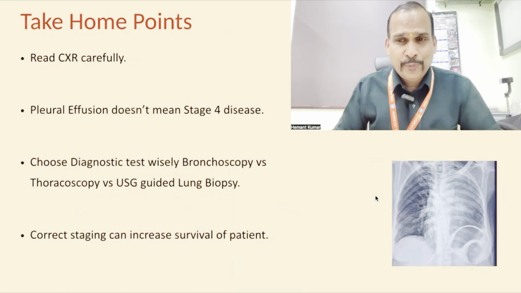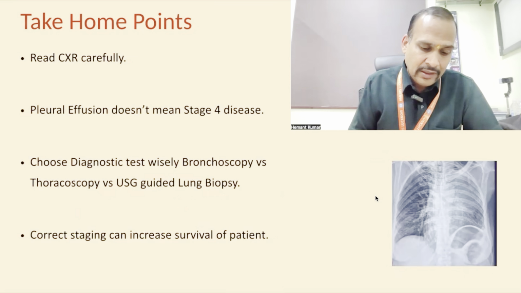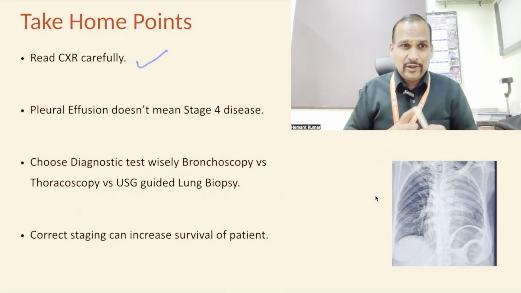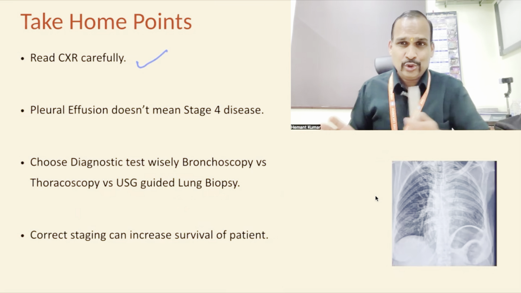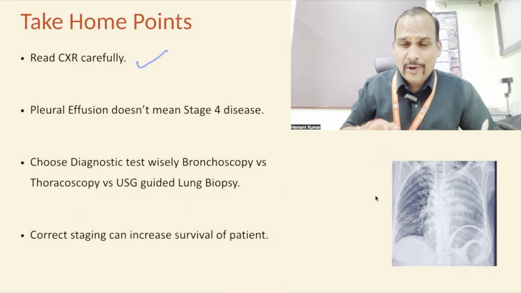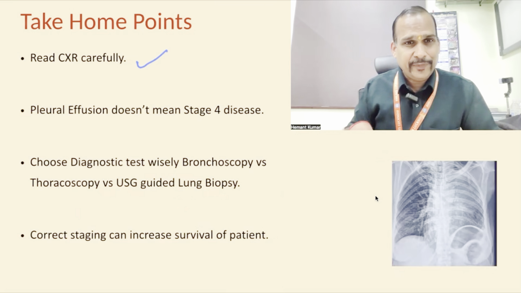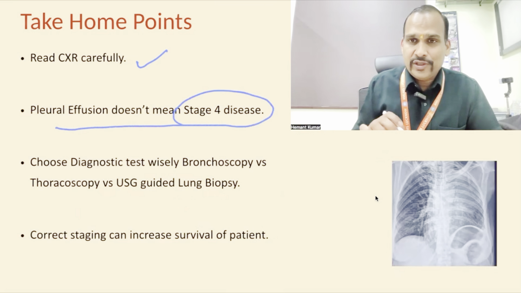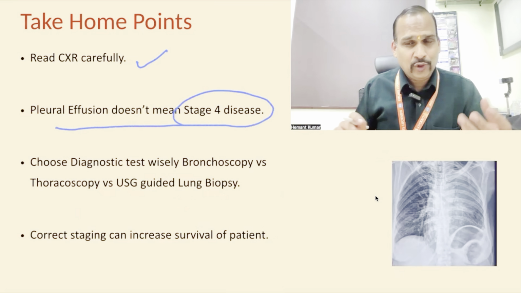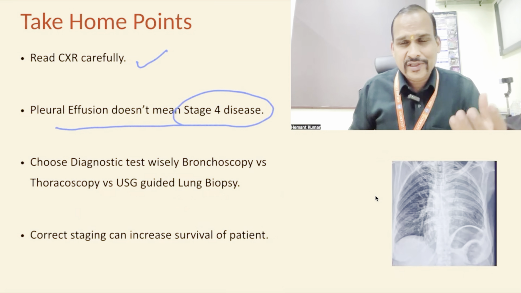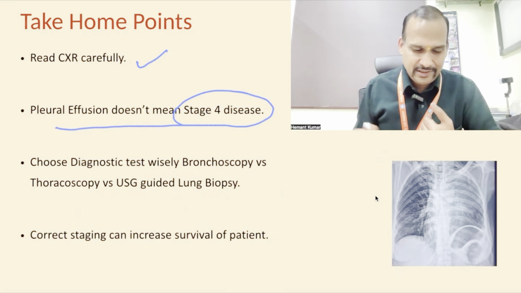Okay, so take home points. Read chest X-ray carefully. Before going to a complex case, you should know how to read a chest X-ray. Okay, so if you know about the Luftsichel sign, you can easily diagnose left upper lobe collapse. Pleural effusion doesn't mean stage 4 disease. So patients with collapse may have transudative pleural effusion. So effusion doesn't always mean advanced disease.